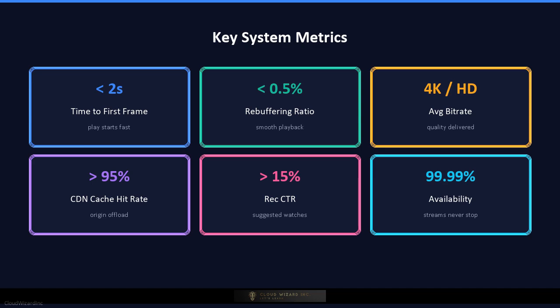origin; recommendation click-through rate, how often users watch a suggested title; completion rate, the percentage of users who finish a movie or episode; availability and error rate, which capture how often the service fails to start or fails during playback; cost per stream, a crucial efficiency metric given the scale of bandwidth and storage. These metrics are what engineering and business leadership actually track.